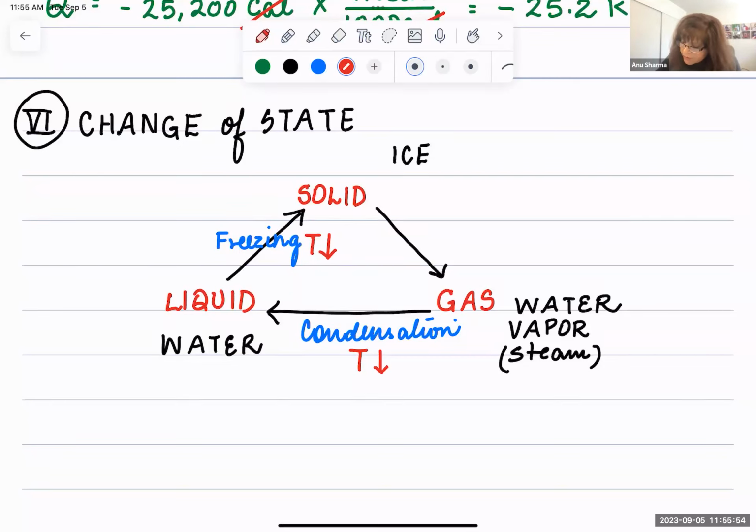Now, solid to a gas. Do you guys know that? Solid to a gas, converting directly. No, not evaporation. This is called sublimation.